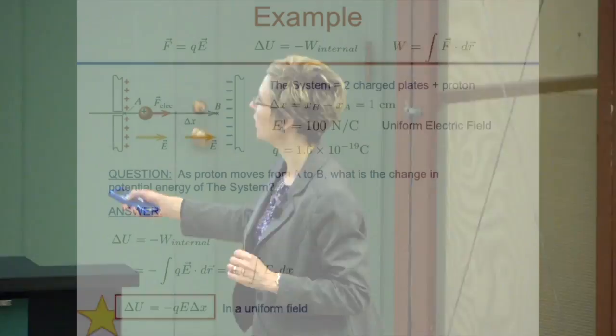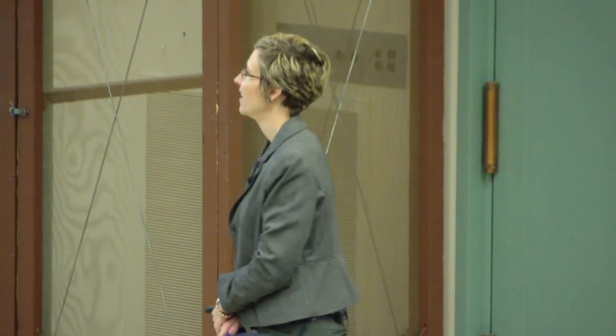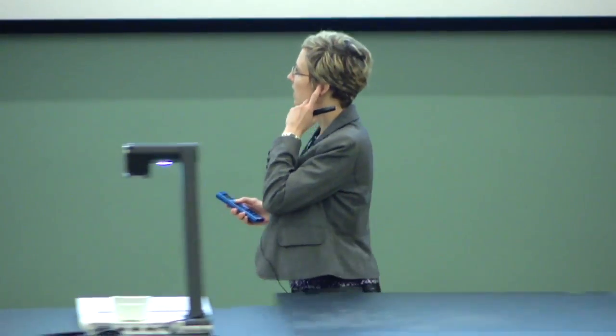And then I'm left with integrate dx. And even I can integrate dx in my head. It just turns into the change in x. So altogether, then, the change in potential energy became minus qE delta x in this example, okay? Do you have any questions about that change in potential energy in this example? Okay. All right. So in a uniform field, the change in potential energy is minus qE delta x.